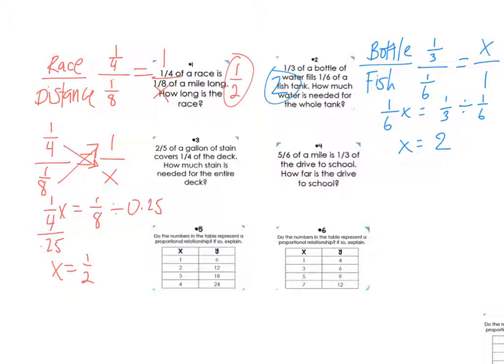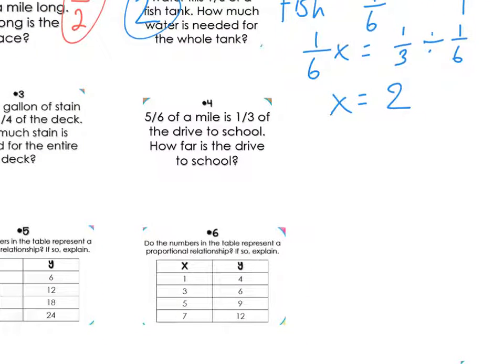Okay. Number 4, 5/6 of a mile is 1/3 of the drive to school. How far is the drive to school? Let me just zoom in a little bit over here. So 1/3 of the drive to school is 5/6 of a mile. 5/6 is just 1/3 of the drive. How far is the drive to school? Remember, I want to know the total, the entire drive, so that's 1.